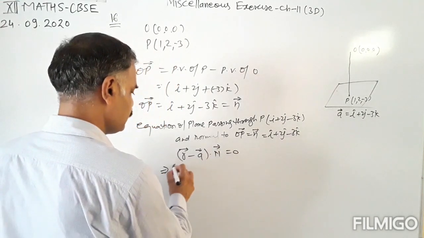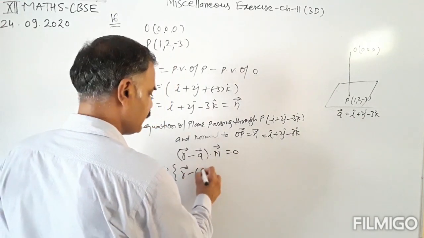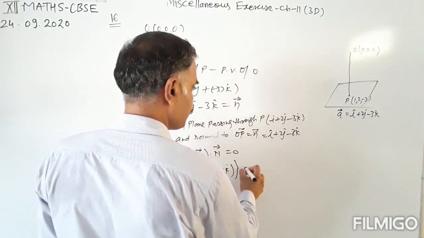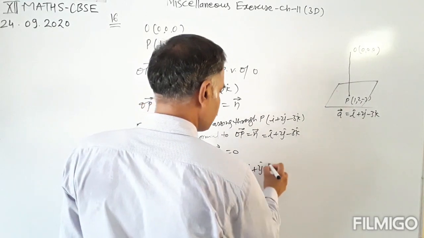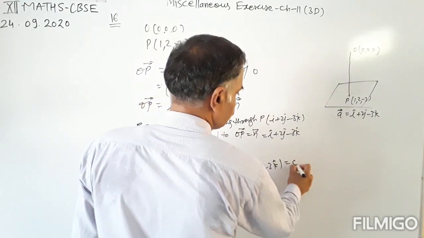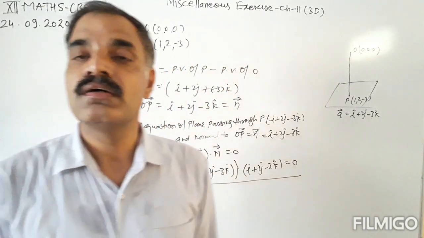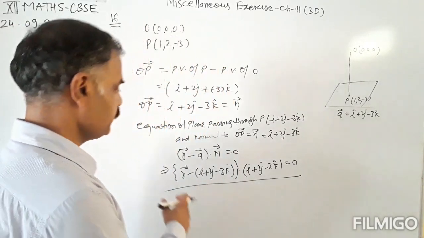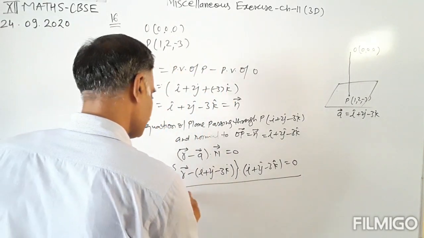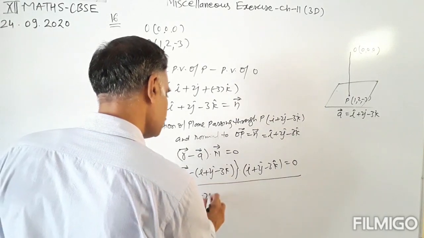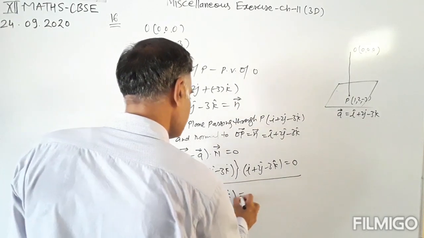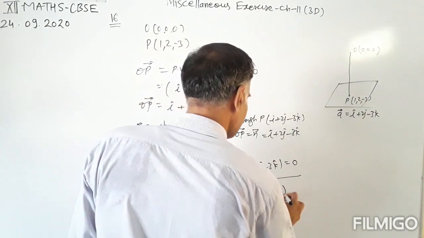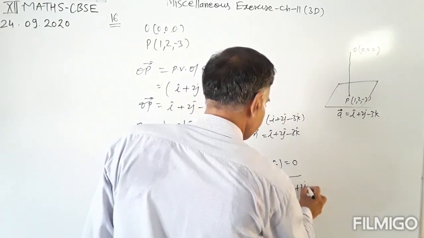So (r vector minus (i cap plus 2j cap minus 3k cap)) dot (i cap plus 2j cap minus 3k cap) is equal to 0. This is the vector equation of the plane. This can be converted into the Cartesian equation of the plane by using r vector dot (i cap plus 2j cap minus 3k cap) is equal to (i cap plus 2j cap minus 3k cap) dot (i cap plus 2j cap minus 3k cap).